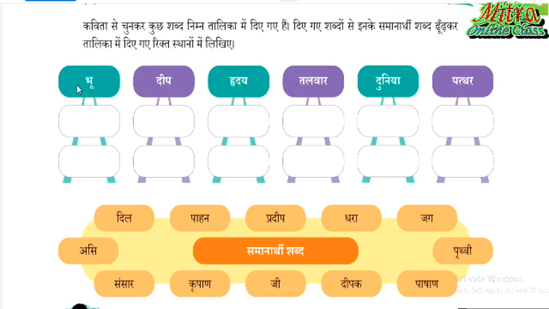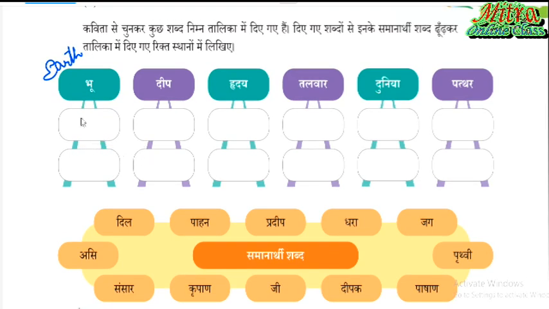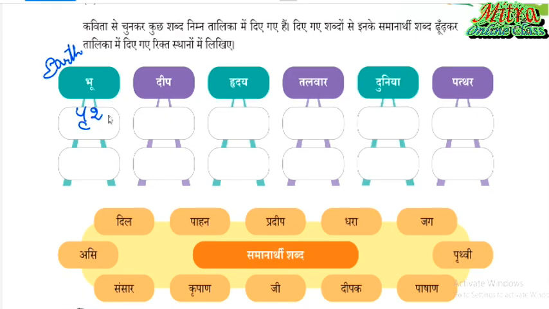So this is Bhu. Bhu means earth. Earth's equal meaning is Prithvi. This is Prithvi, or Dhara. These are the words we have from here, so you can see that Dhara and Prithvi. Second one, Deep. Deep means lamp.